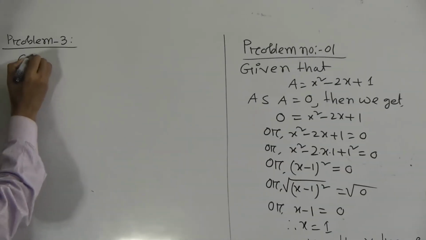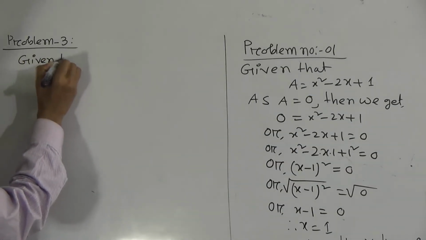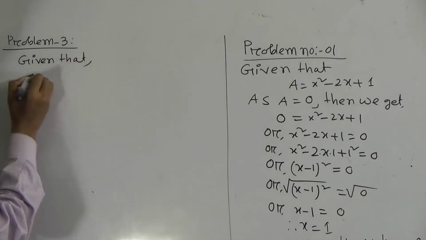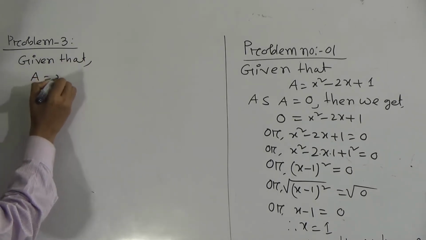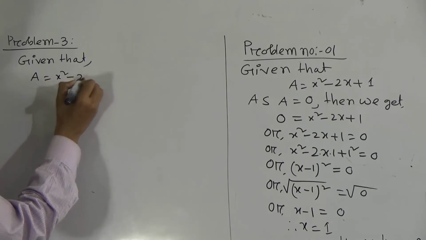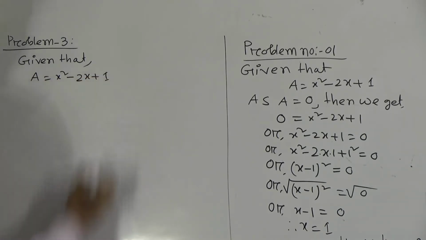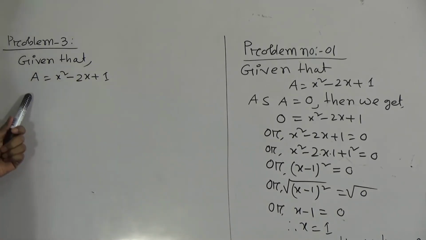Given that A equals x square minus 2x plus 1. Okay. Now, what is the question? You have to determine the square. Determine A square with the help of the formula.